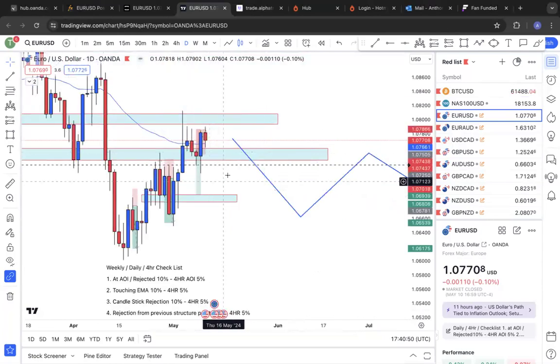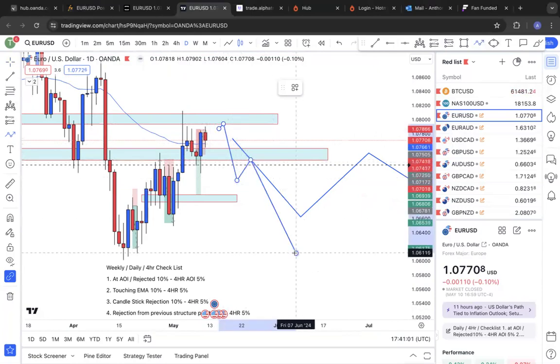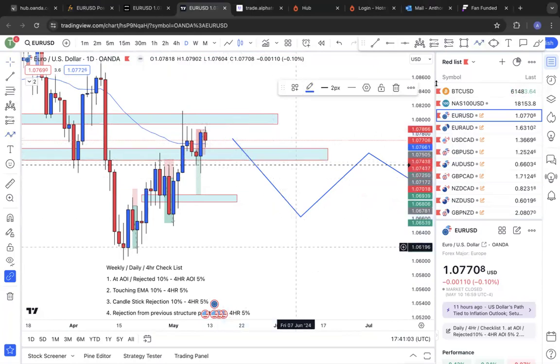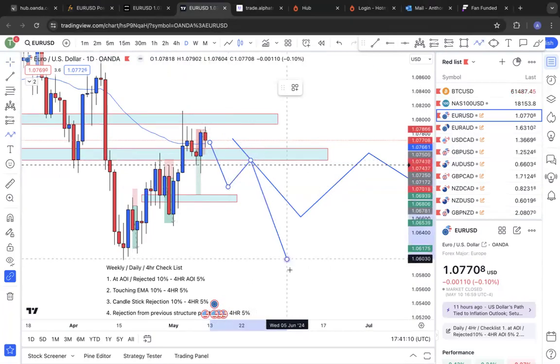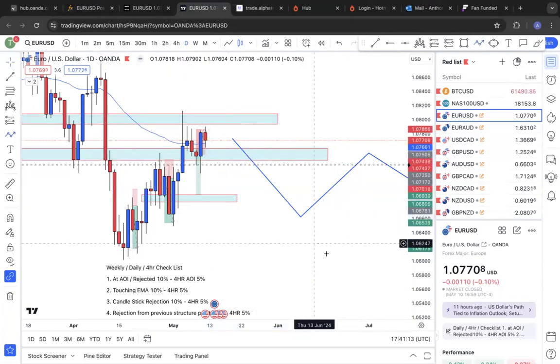So in Euro USD, we're looking for sells. We're looking for a break and retest of structure. Once again, we're looking for it either to eject off of this and come down like that, or as it's already coming down, we want to see it break, hit, and send, and then boom.